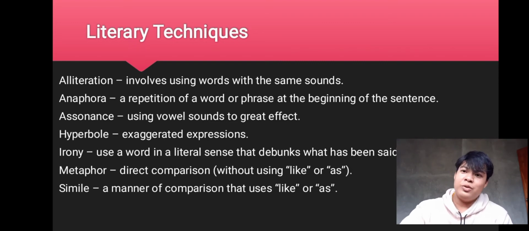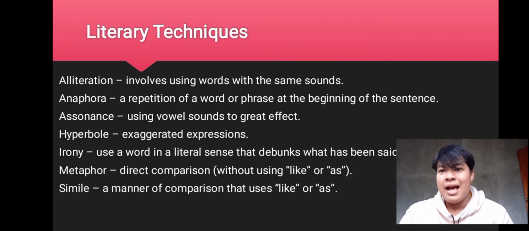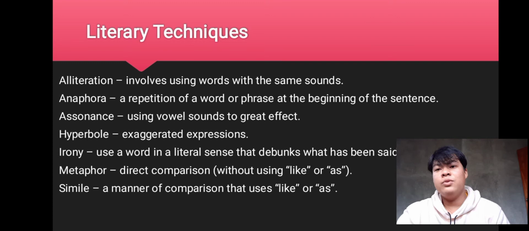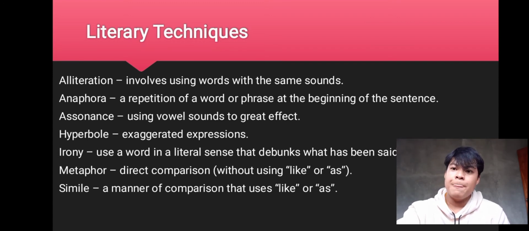Let's proceed to number 3, which is assonance. Okay, so what do we mean by assonance? It is using vowel sounds to create effect. Take note, it is using vowel sounds to create effect.